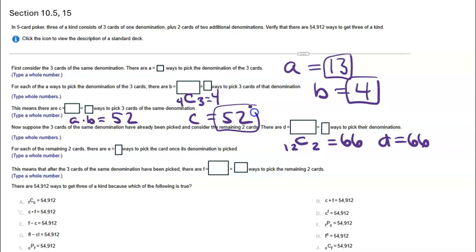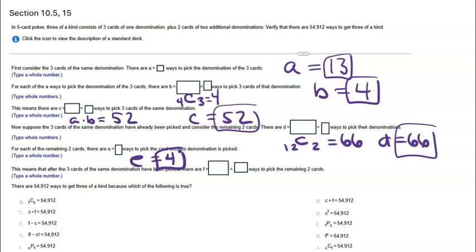So now we've got A, B, C, and here's D over here at 66. Now it says for each of the remaining 2 cards, there are E equals blank ways to pick the card once the denomination is picked. So remember, we're picking 2 different denominations, and there are 4 suits. So for every denomination, you have 4 different ways you can pick it. So here they want E equals 4. We did that in the last problem also.